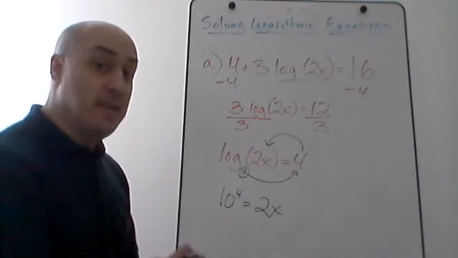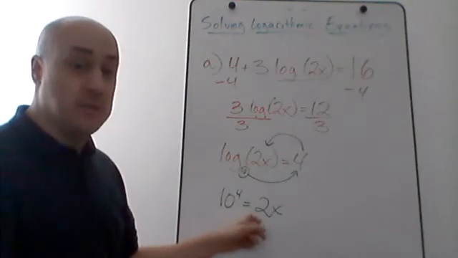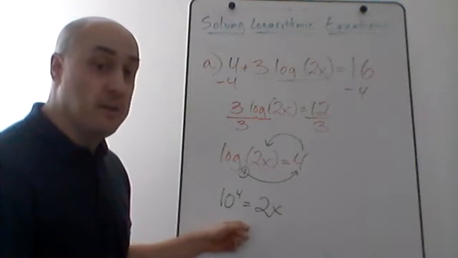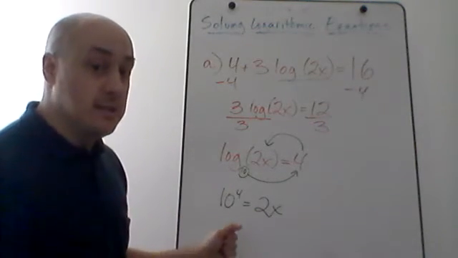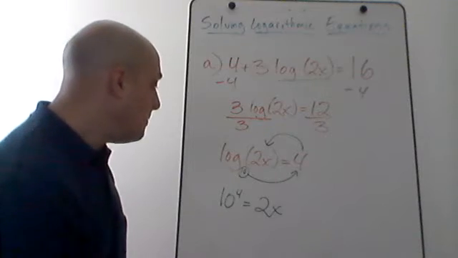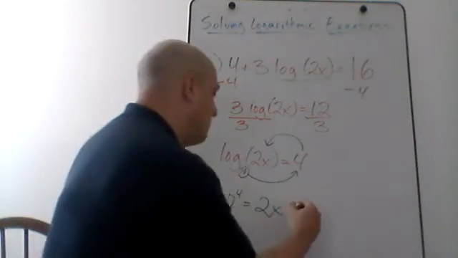In order to eliminate that logarithm, I need to switch it to exponential form. That's how you solve logarithmic equations. Make sure you're doing that each time you try to solve a logarithmic equation. All right, so I get 10 to the 4th power equals 2x.